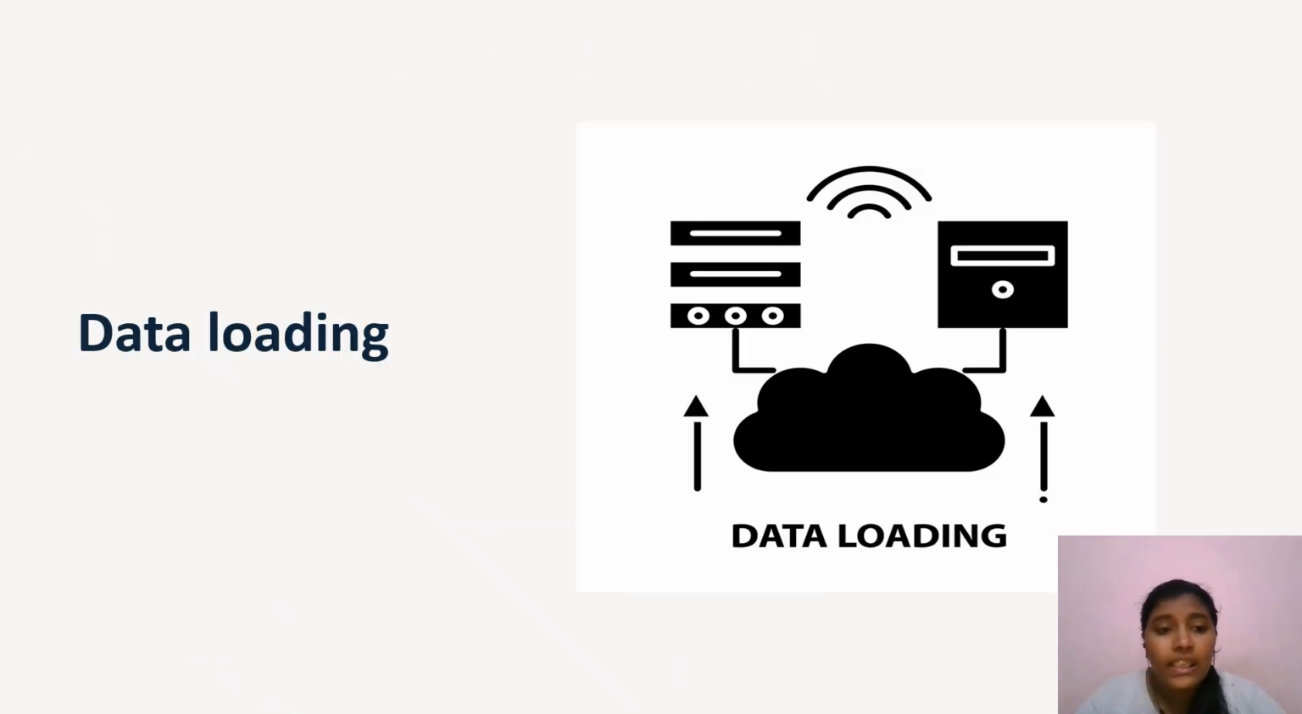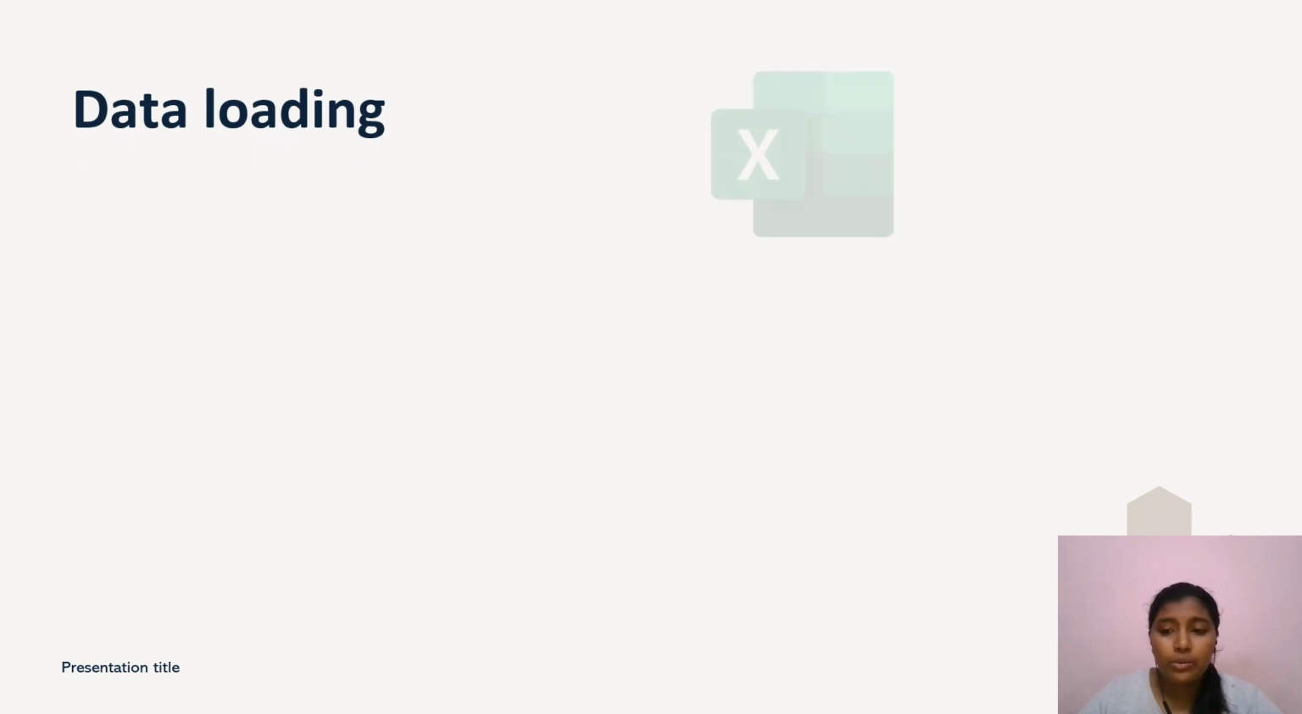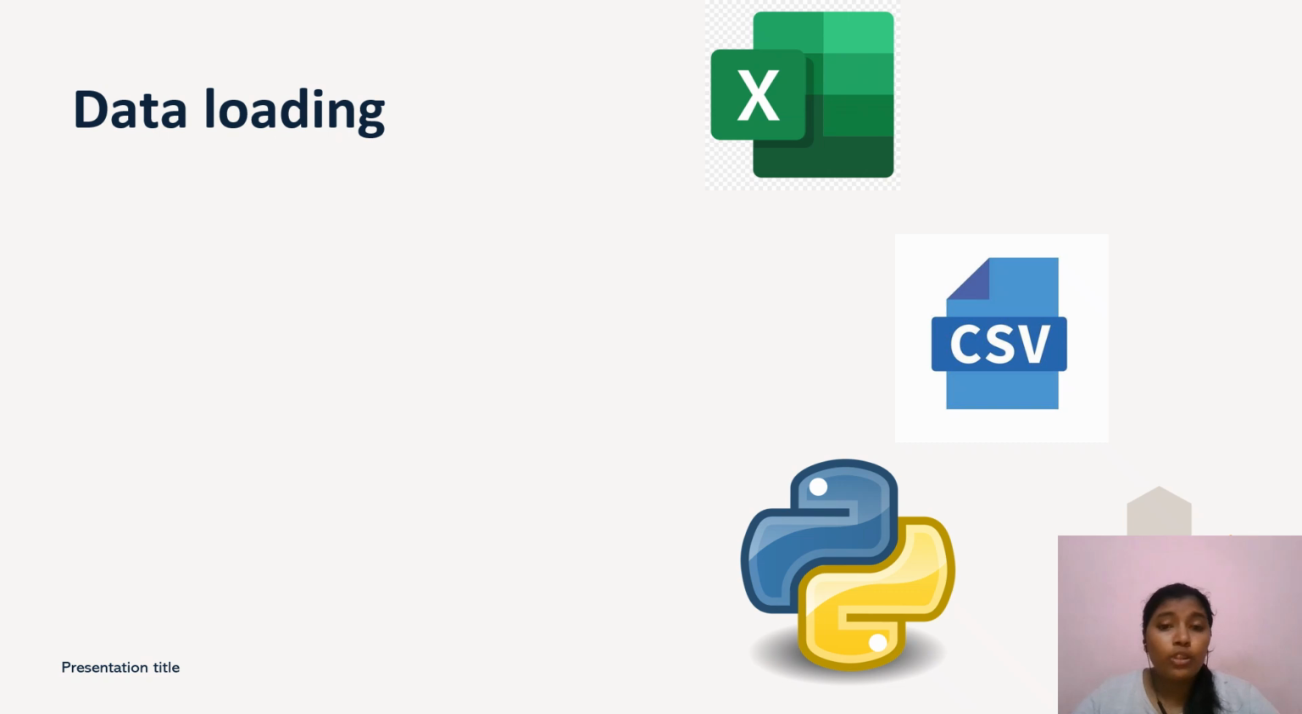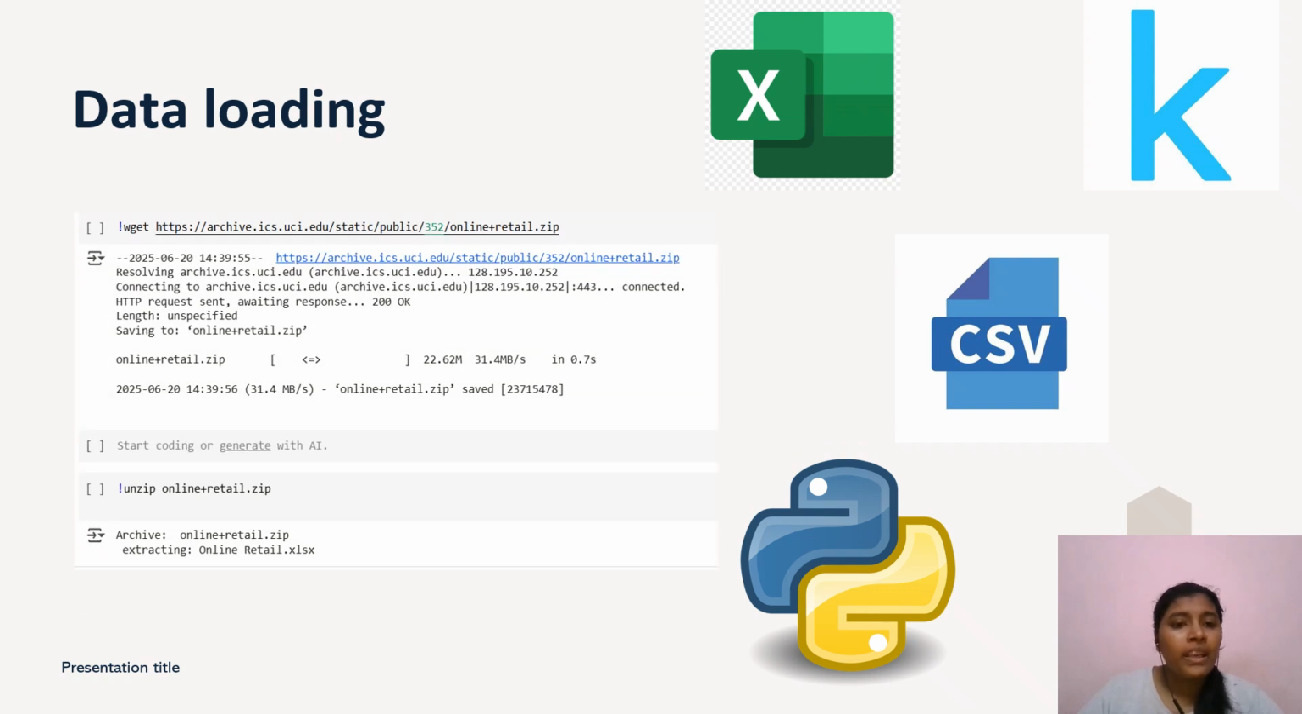The first step is data loading. The data is stored on some server, and as a data analyst, we will take the data from the servers and load it into our computer for analyzing. Firstly, we will load the data in the form of Excel, CSV files, and Python dictionaries from various resources like Kaggle. And this data set I have taken from Kaggle. And this is the way we import the data set using pandas.